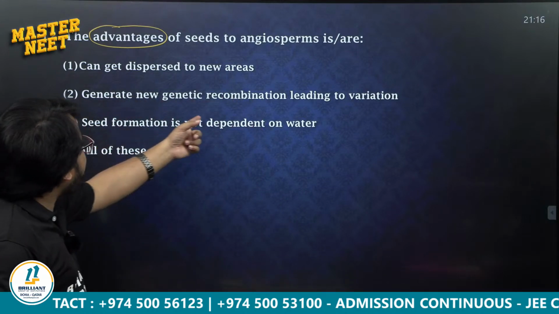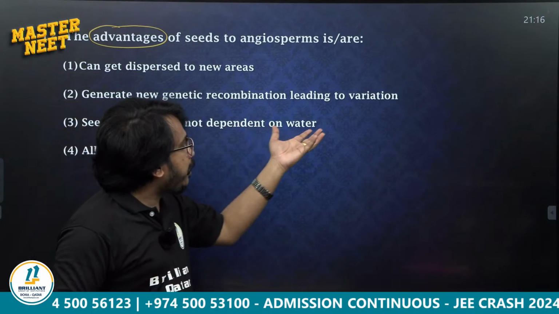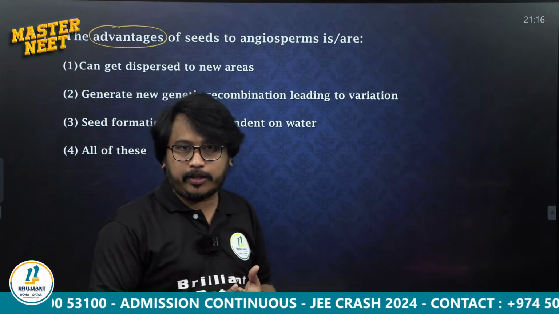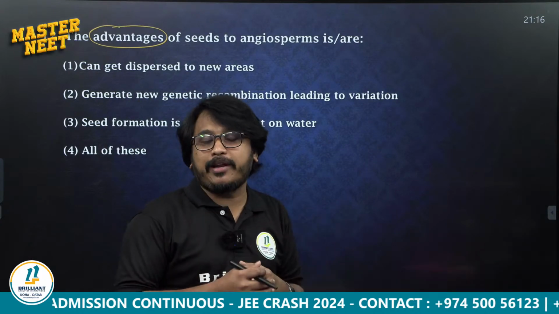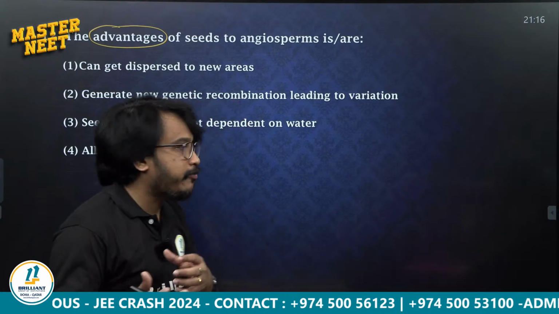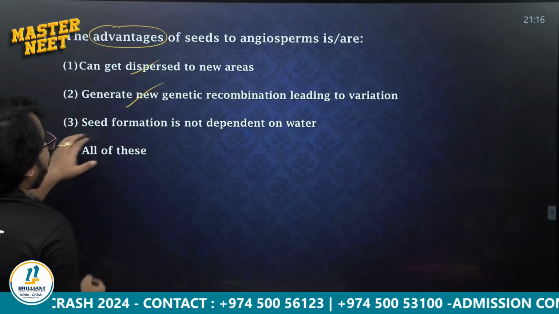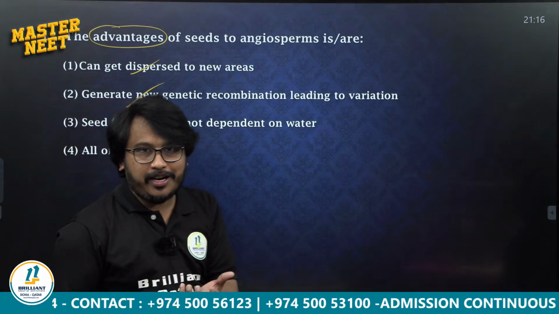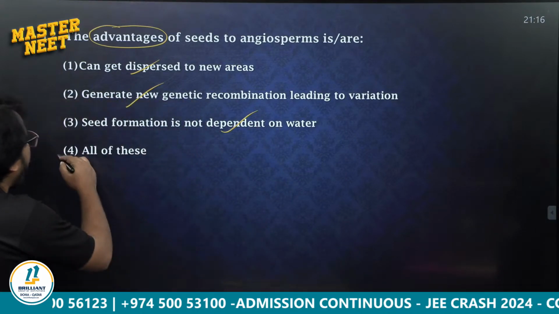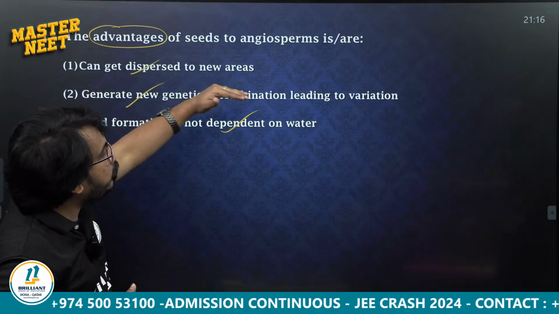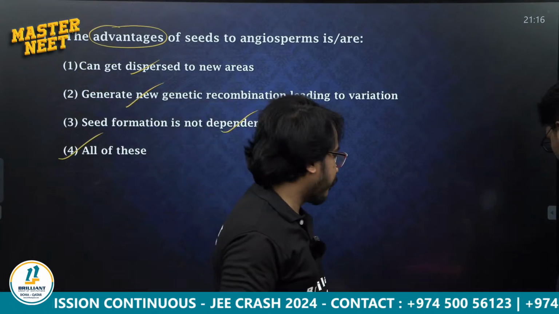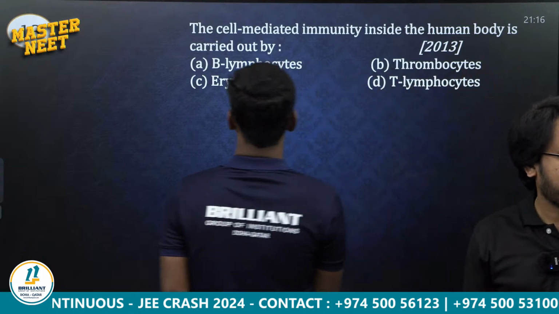Then second one, they generate new genetic recombination leading to variation. That is also correct, because seed is generally a product of sexual reproduction. New combinations of characters will be coming together. So these two are actually correct. Then seed formation does not depend on water. That is also an NCERT statement. So all the options are correct regarding the seeds of angiosperm. So learn this concept also nicely. Right, look at the next question.